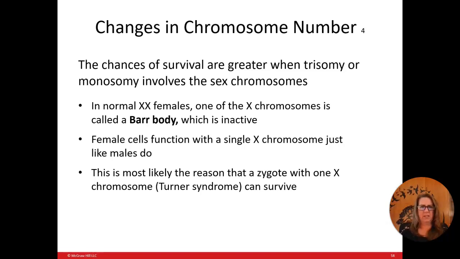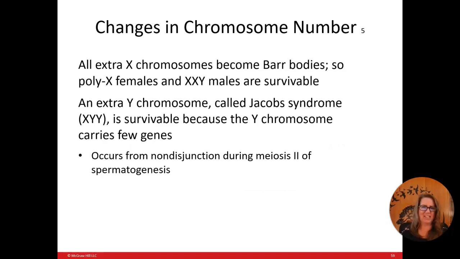Okay, changes in chromosome number. So this is talking specifically about the sex chromosome. So let's just go ahead and take a look at some of these in a moment. And then we can see all extra X chromosomes become bar bodies. So you can technically be poly-X. So you can be XXX. All you needed was 1 X. The other 2 become bar bodies.